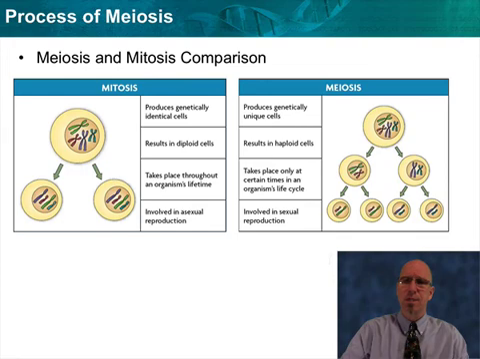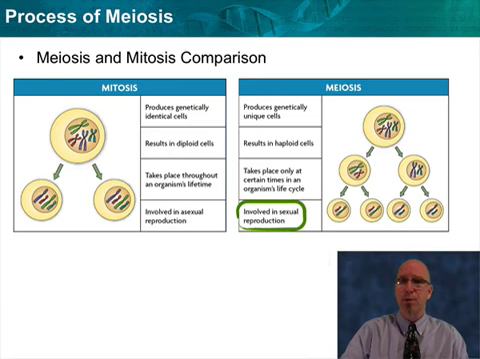If we look at them side by side, and we've talked about this a little bit already: mitosis produces genetically identical clones. Meiosis produces unique cells. Mitosis results in diploid. Meiosis results in haploid. Mitosis happens all the time throughout the lifetime of an organism for a variety of reasons: growth, repair, those kinds of things. Meiosis only happens at certain times during an organism's life cycle. Mitosis is involved in asexual reproduction, and meiosis is involved in sexual reproduction.